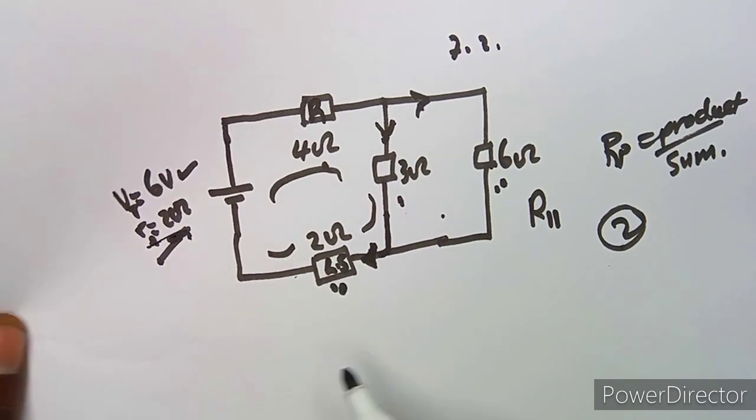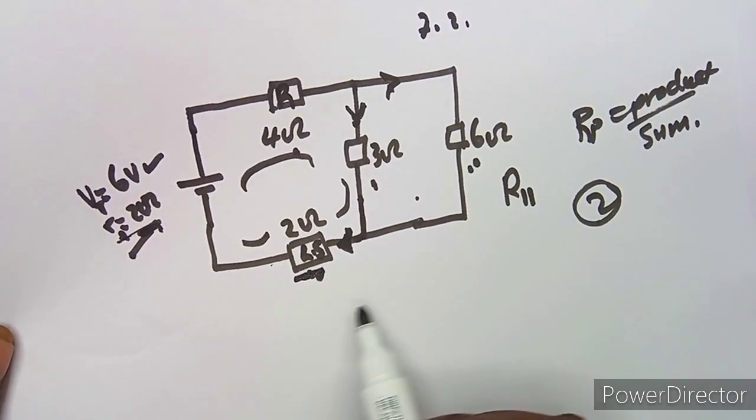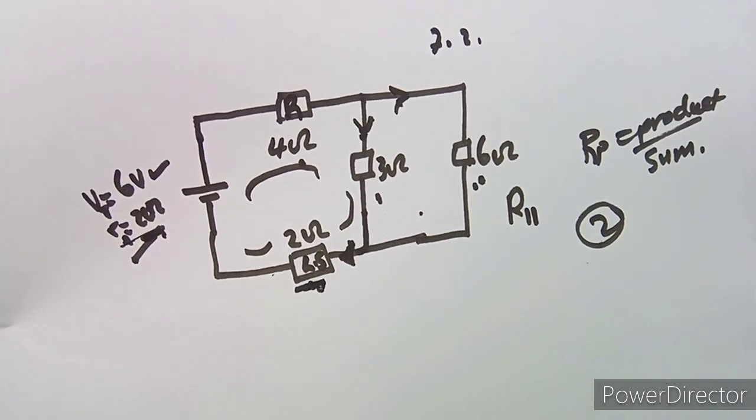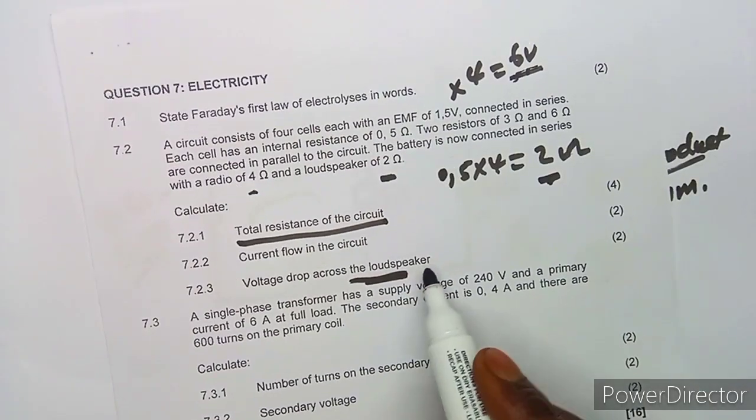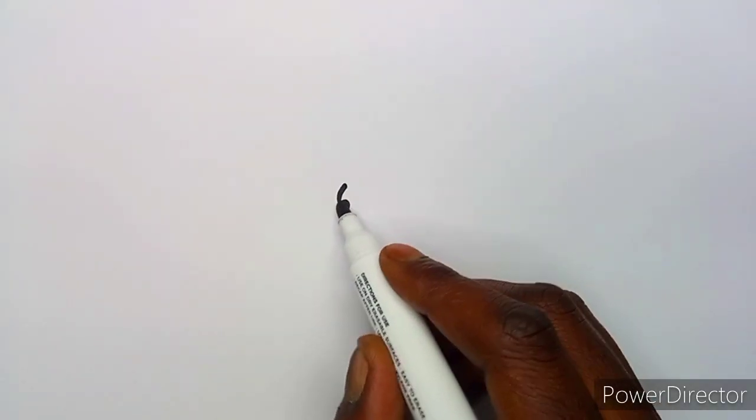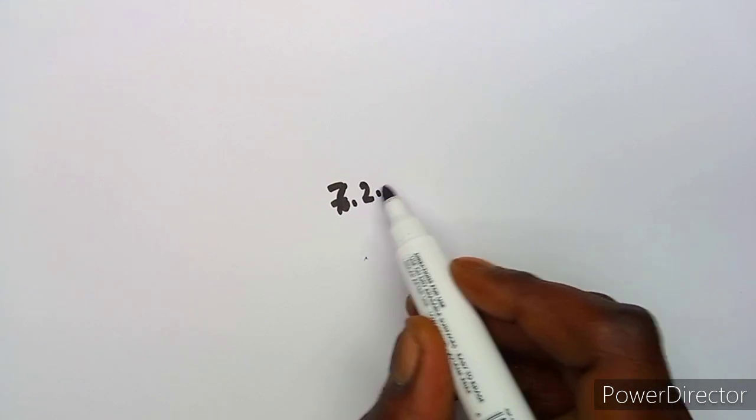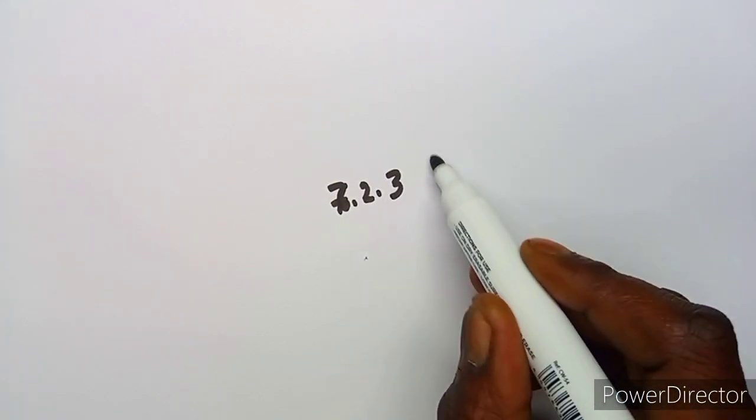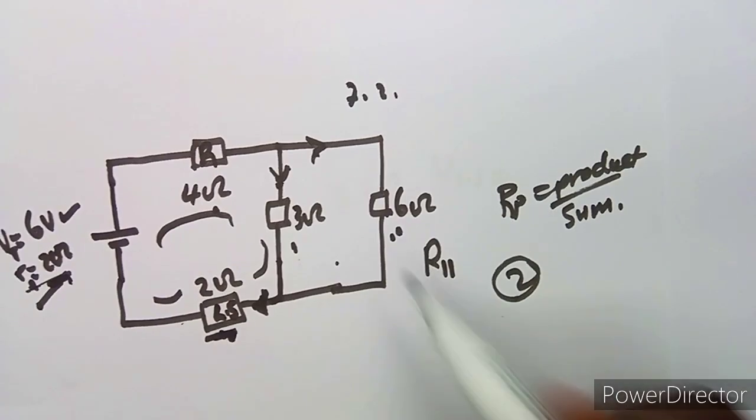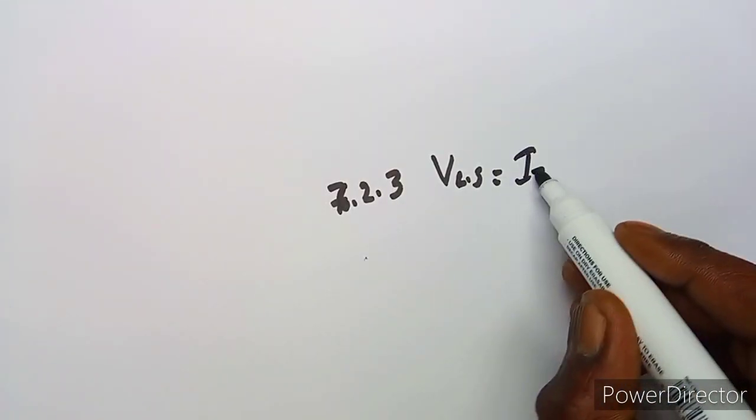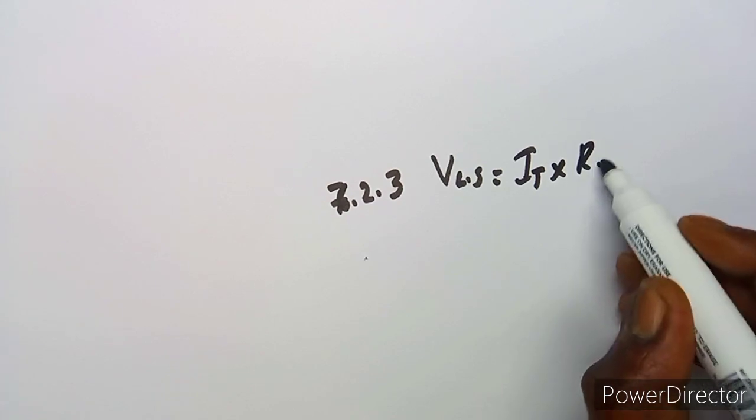Take note, so for these two. In order for us to have the voltage across this loudspeaker, because it's the one we need to calculate, we shall just multiply by the current. So the voltage across the loudspeaker, which is 7.2, is going to be the total current times the resistance across the loudspeaker.